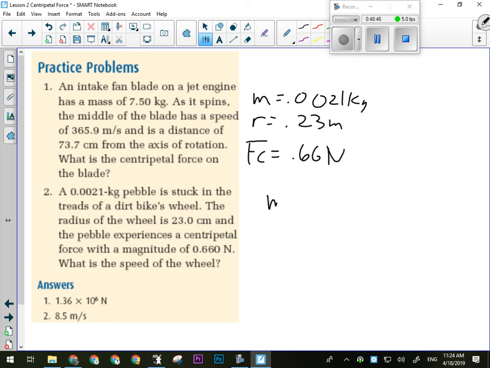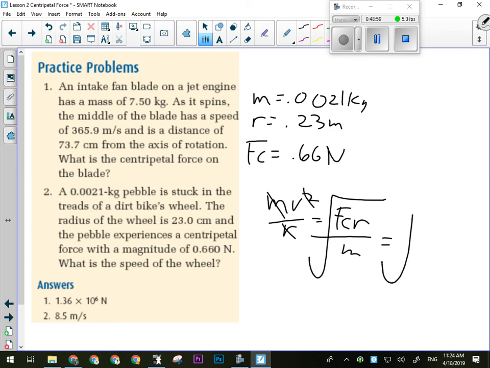So we got mv squared over r equals Fc. So we multiply both sides by r, divide both sides by m, and square root. So that'll mean we've got 0.66 times 0.23 divided by 0.0021 square rooted. That'll give us our 8.5 meters per second.